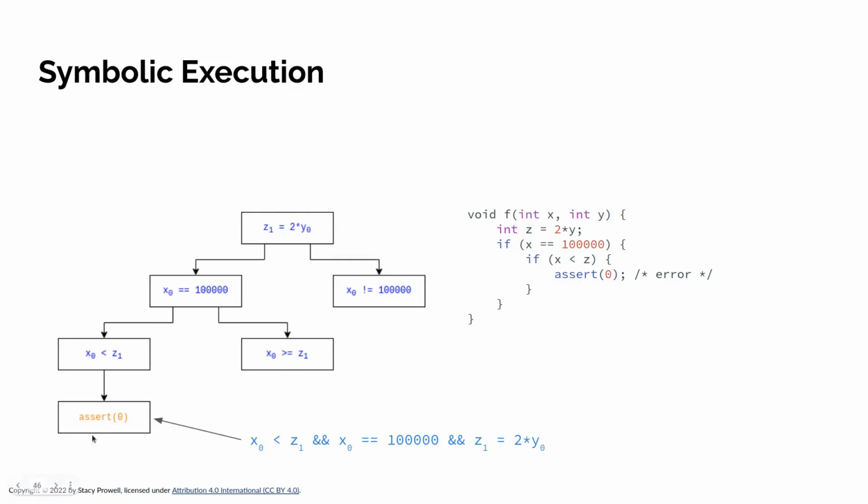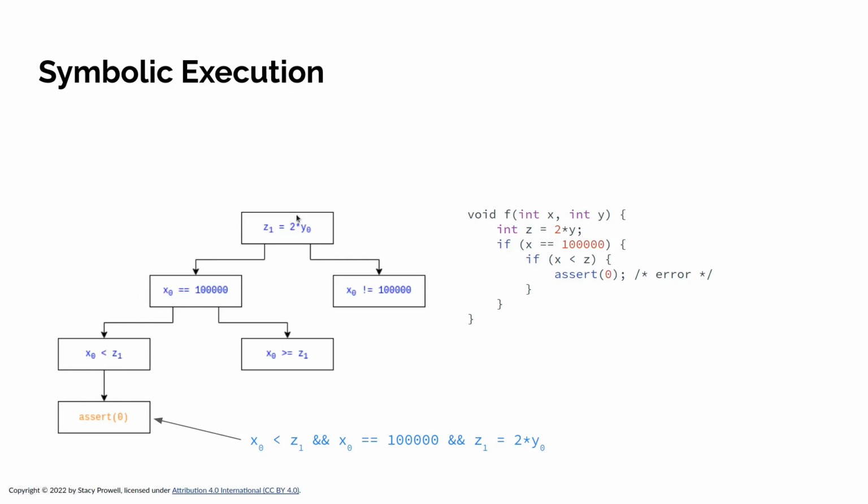But in this one, we get the assertion. And we can build the path to that by joining the predicates along that path, right? So I have Z1 is 2 times Y0, and X0 is 100,000, and X0 is less than Z1. Do you see what I did?